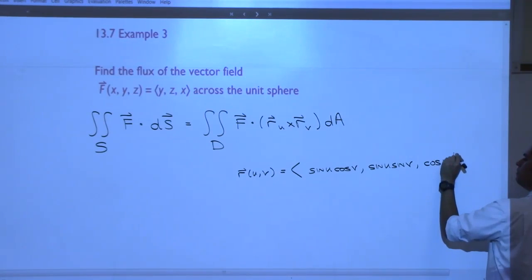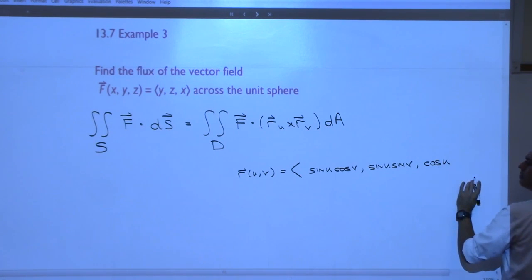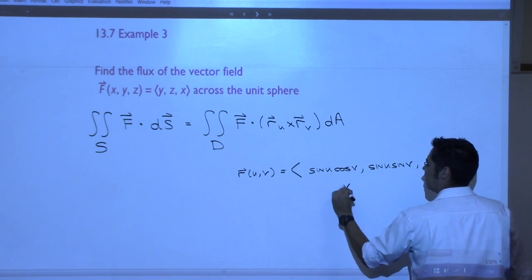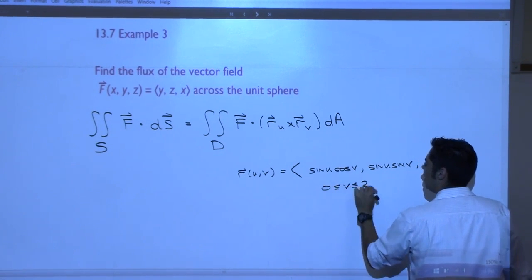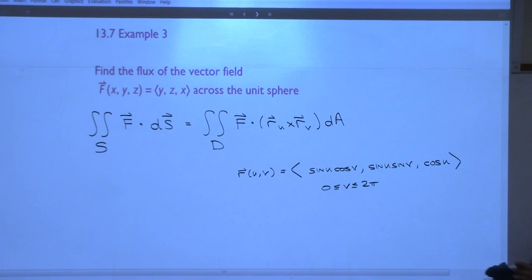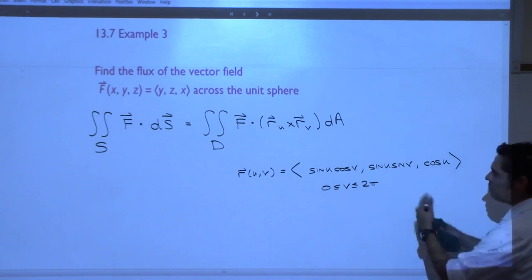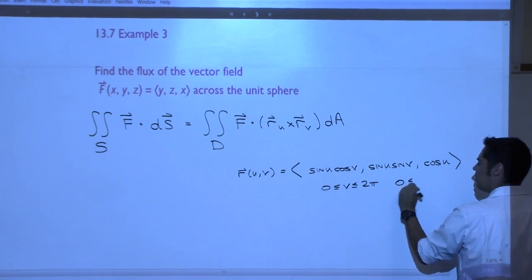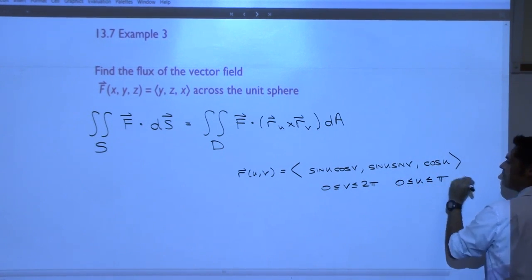Sine u. Wait a minute. Is that right? Yep. V is between 0 and 2 pi. See, the thing is, if you're using phi and theta, it's hard to get mixed up. But if we use u and v, it doesn't matter what you use. So you can do the whole thing and switch them all and switch your limits, and it's the same answer. So everyone is OK with that?